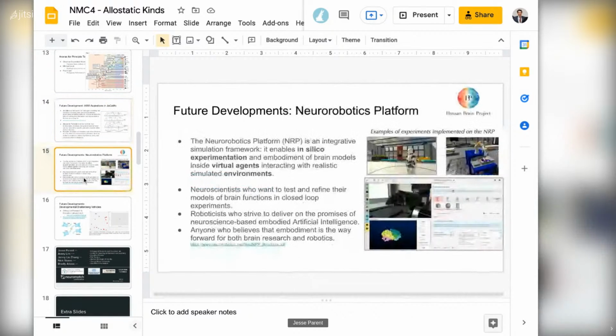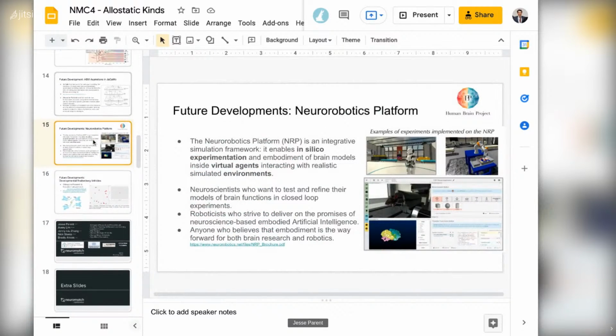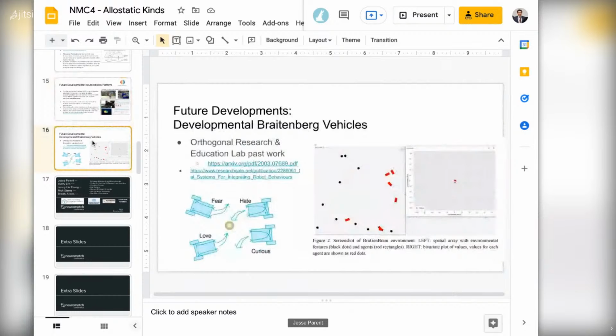We're also really interested in the Neurorobotics platform. We just found out about this, and if you have experience, we'd love to talk about this maybe more in Discord. Trying out some things in there sounds quite interesting. And then future development are brain brick vehicles and the Orthogonal Lab. We've done a lot of work with enhanced developmental brain brick vehicles in the past for neurodevelopmental simulations, and we're looking to continue that with this effort too. So please check that out and let us know if you're interested.